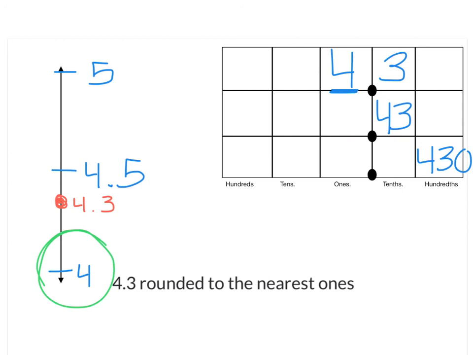Again, this was Module 1, Lesson 7. Our objective was to round decimal numbers, and we did so using the aid of a vertical number line.